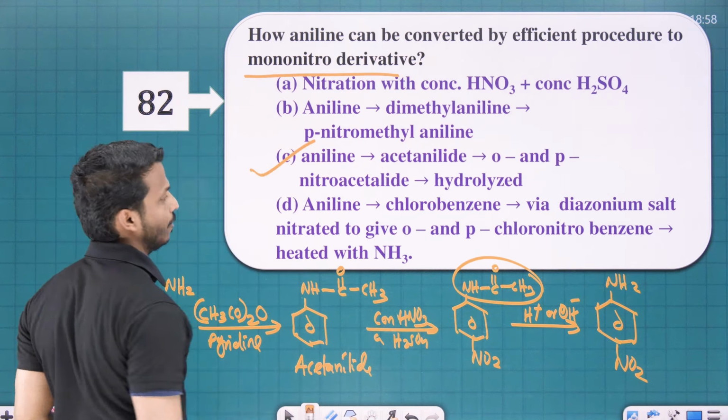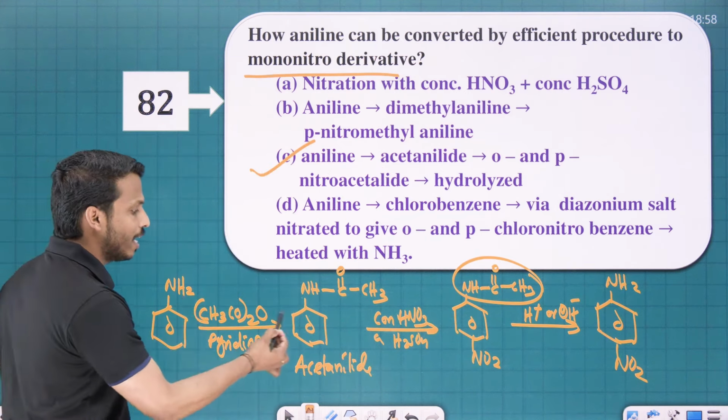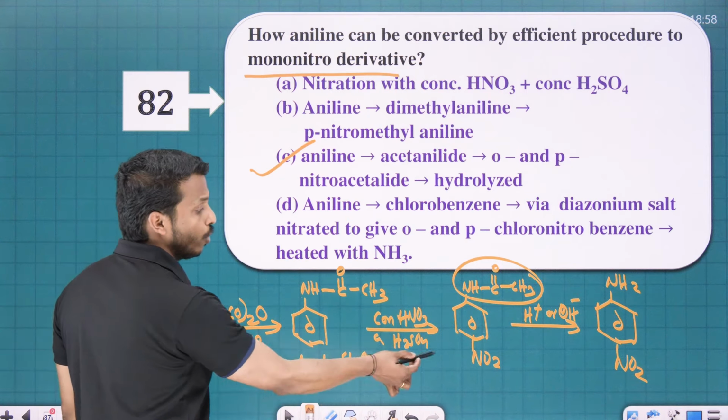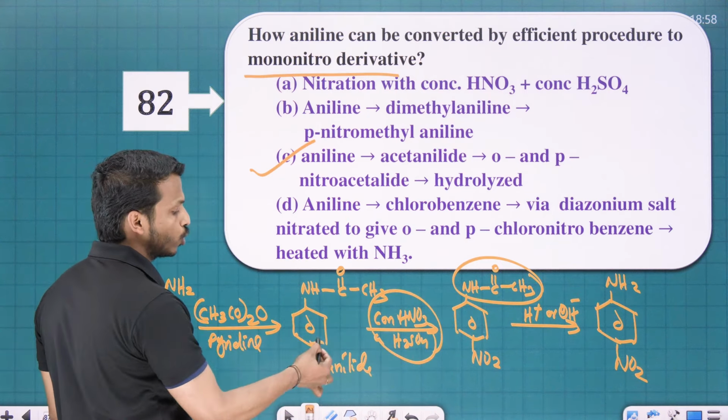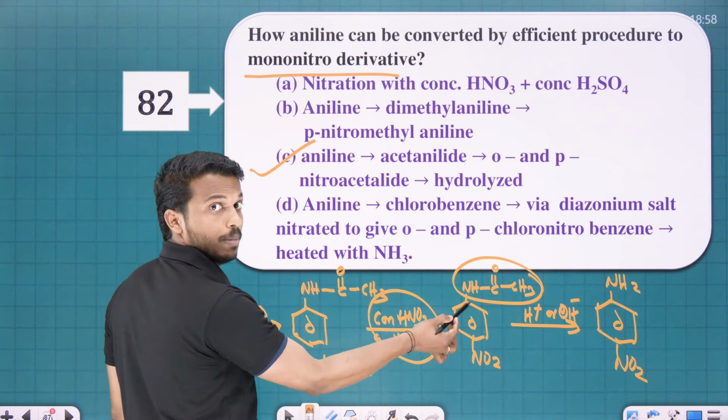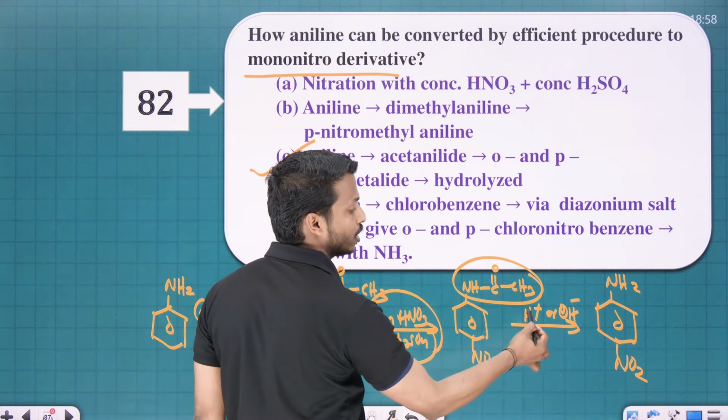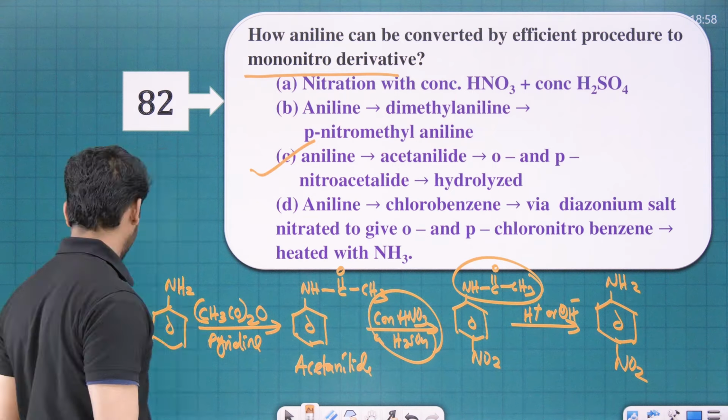Yes, option C. First, aniline on acetylation becomes acetanilide. Then I told you if you add nitro, it goes to ortho and para, where para is the major product. Then hydrolysis, acid or base you treat, and you get the product.